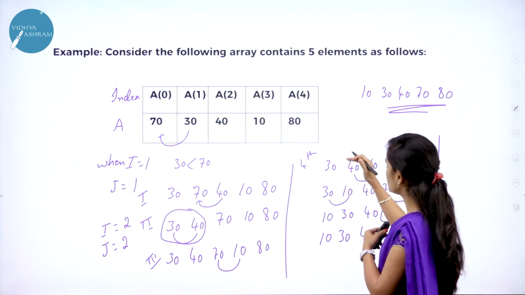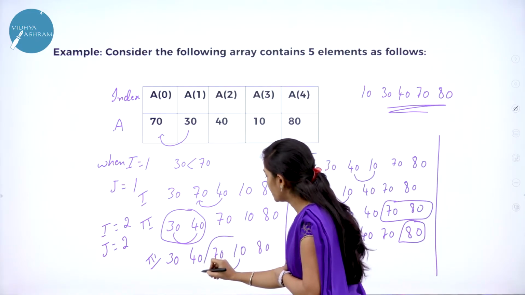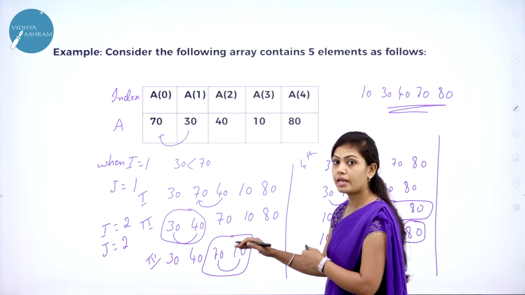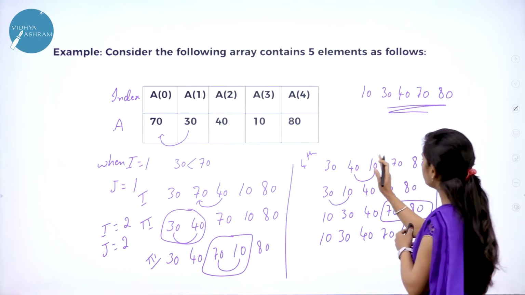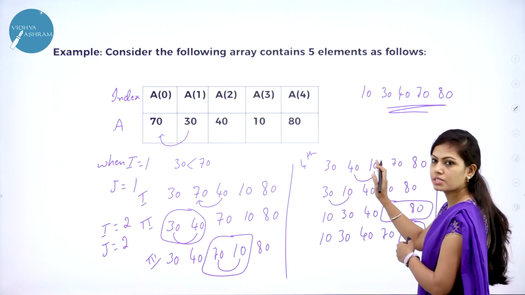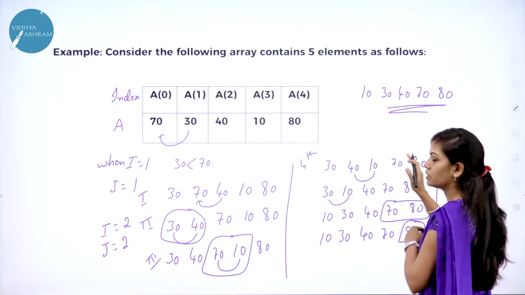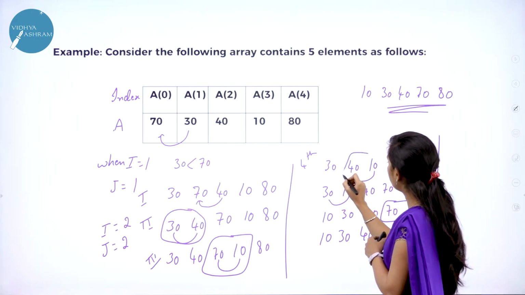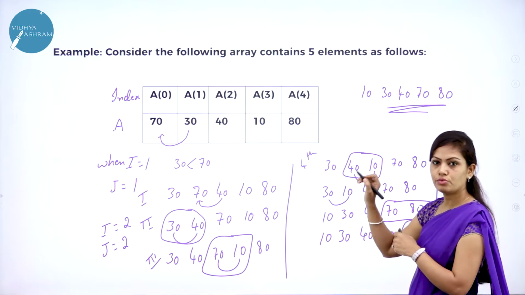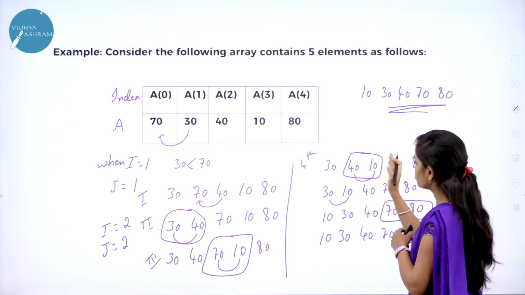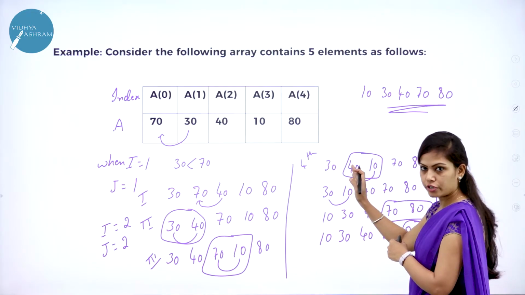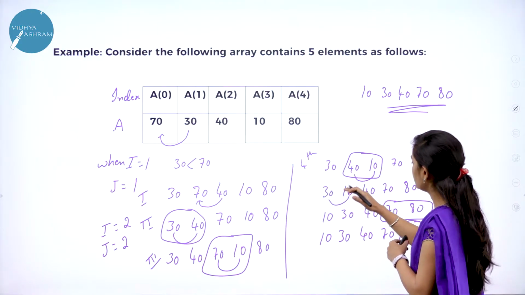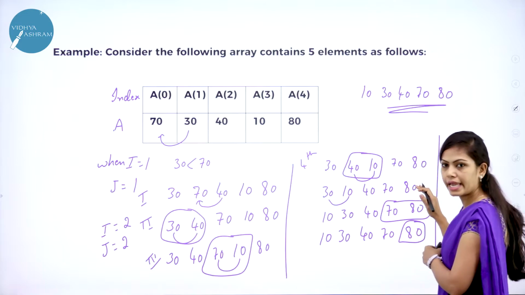And again in the next iteration, I will compare this 70 with 10. 70 is higher than 10, so we can swap these two elements. 10 will come this side and 70 will go to the fourth position. Here again you need to compare these two values, 40 with 10. 10 is less than 40, so you can swap again. You will get 30, 10, 40, 70 and 80.